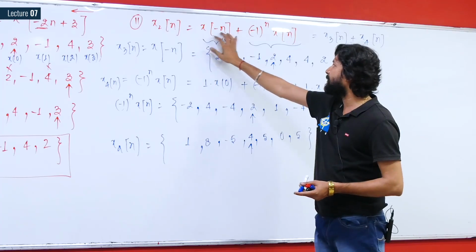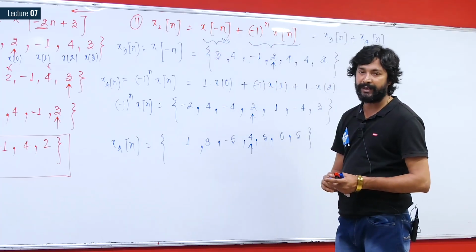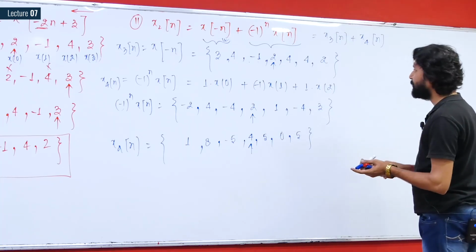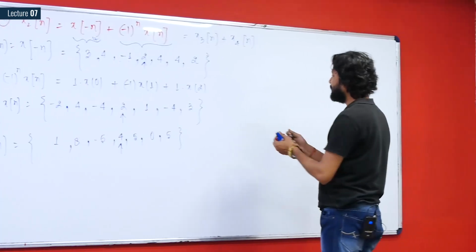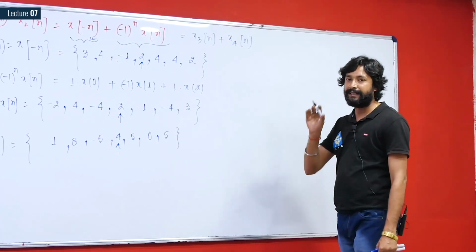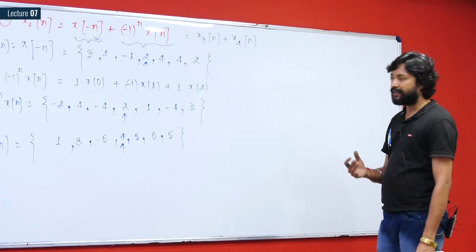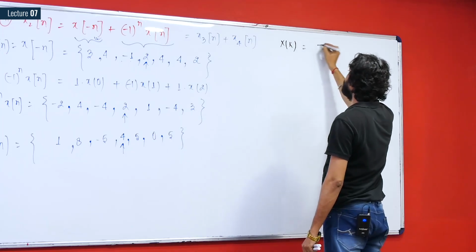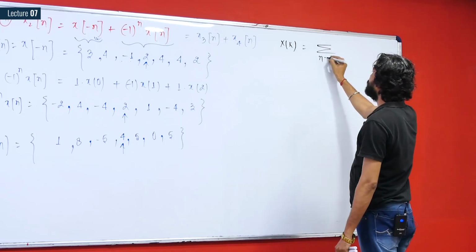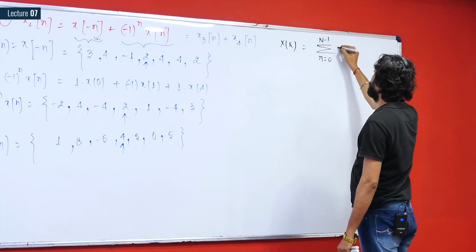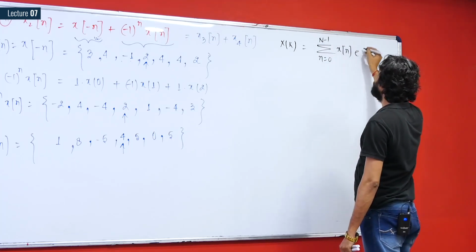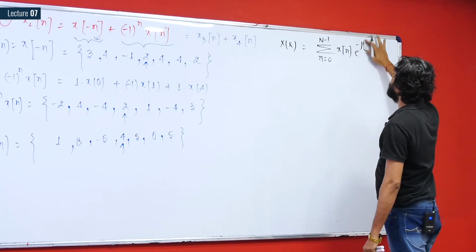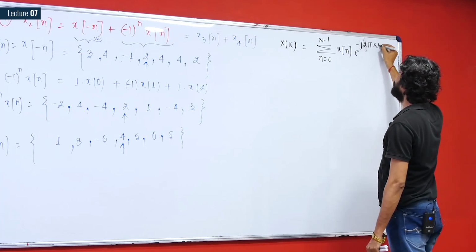Finally, you have calculated x[-n] plus (-1)^n x[n]. So now if you want to perform such operations, if you just want to revise these operations, we can take a simple example, that is a standard result for one of your upcoming topics. Say x[k] is represented as the summation from n equals 0 to N minus 1 of x[n] e to the power minus j 2 pi k n upon N.